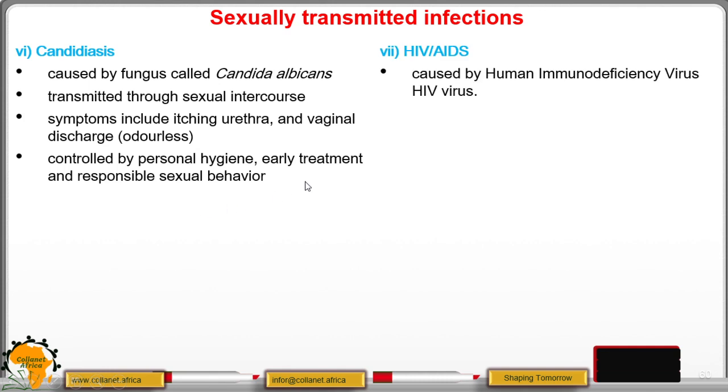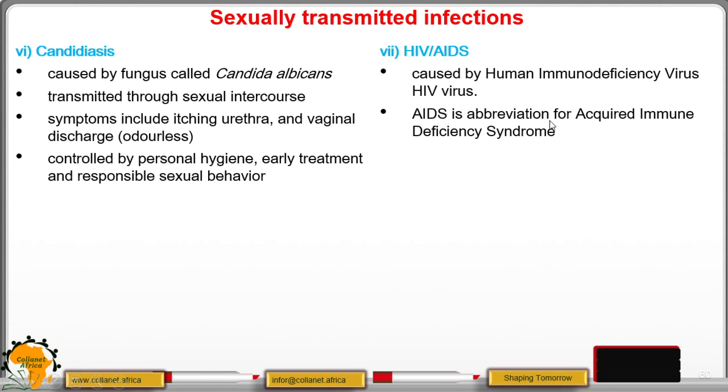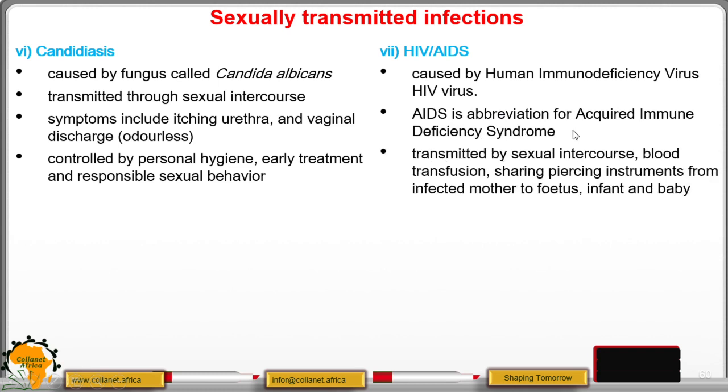Then we move to HIV and AIDS. This one is caused by human immunodeficiency virus, abbreviated as HIV, and AIDS is the abbreviation for acquired immune deficiency syndrome. This virus attacks the immune system, transmitted by sexual intercourse, blood transfusion, sharing piercing instruments, and from infected mother to fetus or infant and baby.